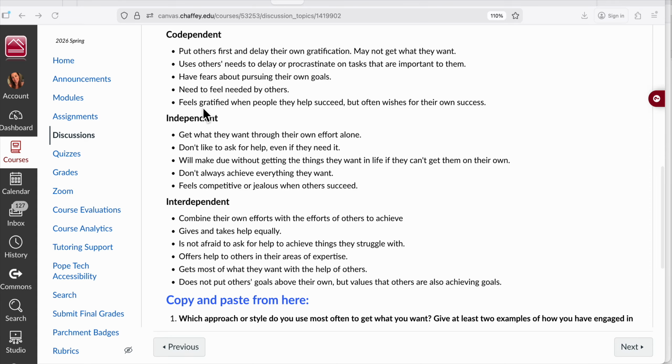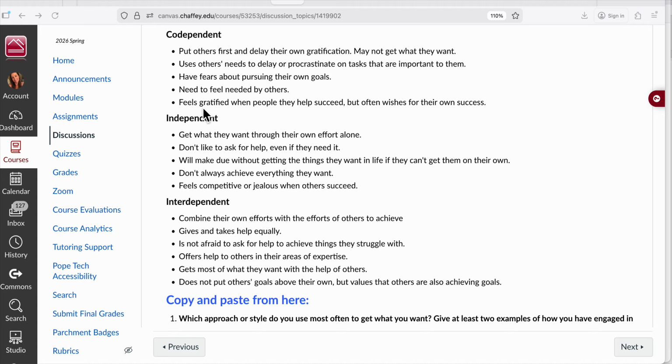The next one is codependence, and codependent people tend to put other people first and put off their own goals and gratification. So they may not always get what they want, and they use other people's needs to delay or procrastinate on tasks that are important for them and their goals. They have fear about pursuing their own goals and often feel like maybe they don't deserve to be successful. The reason they're always focused on other people's goals is that it's a very valiant way to not focus on themselves. Some people feel more comfortable focusing on other people and not on themselves.